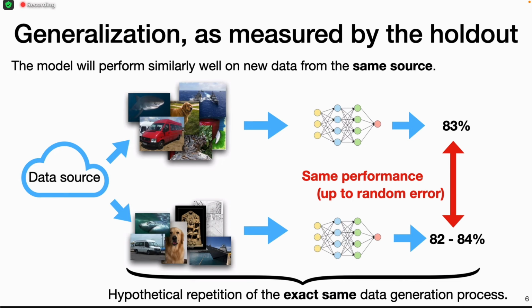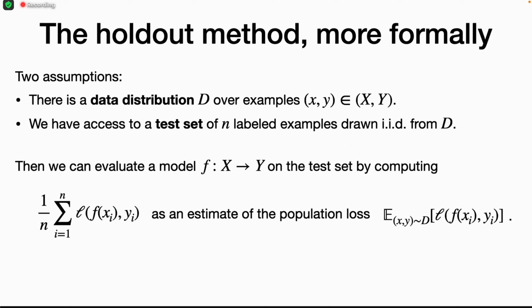Okay? So a little bit more formally, just to make sure we really nail this down, we make two assumptions when we use the holdout method. The first one is that there's a data distribution D over labeled examples x, y. And then we don't have direct access to this distribution, in the sense that someone has given us the mathematical definition of this distribution. Instead, we have a set of samples drawn from this distribution, our test set, let's say n labeled examples drawn IID from this distribution. And then we can evaluate our model just by forming the sample average of the loss that the model achieves on the test set.